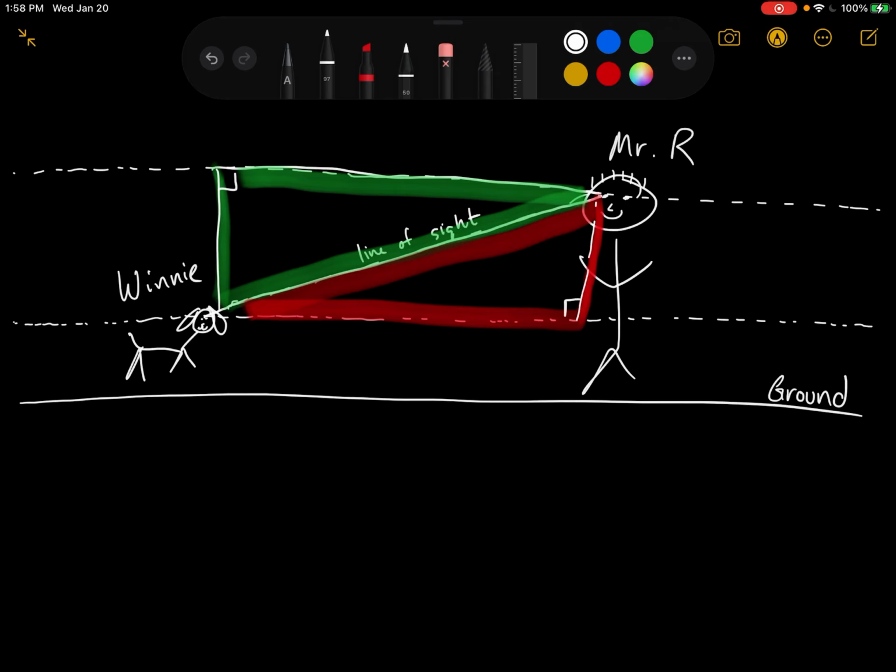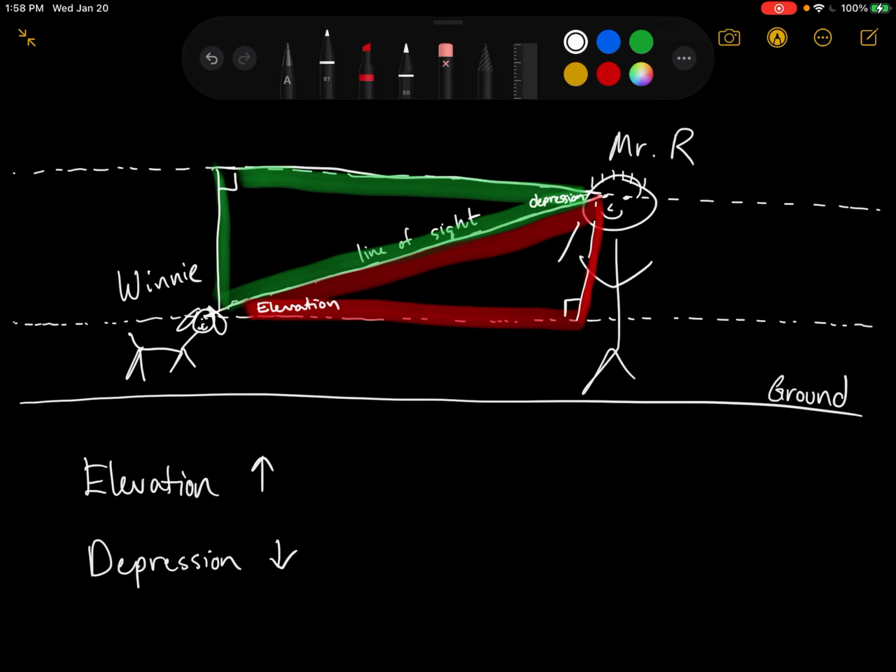Okay, so what is the angle of elevation? What is the angle of depression? Well, elevation, think of as up. You're starting from a low point and going to a high point. So Winnie has an angle of elevation right here. And depression, in a very real sense, is going down. You start from the taller structure, the taller figure, and whatever the angle is that you're looking down from is the angle of depression.